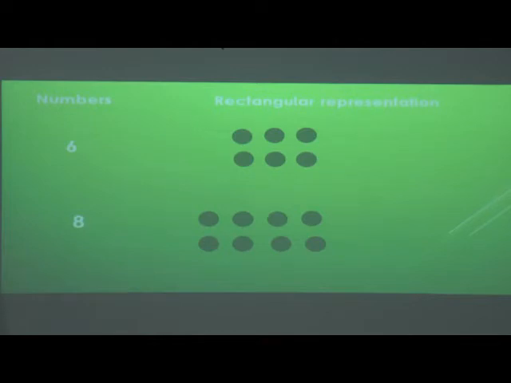Let us see rectangular representation. Number 6 is represented in the shape of a rectangle according to this way, and 8 is represented in this way. So this is about rectangular representation.